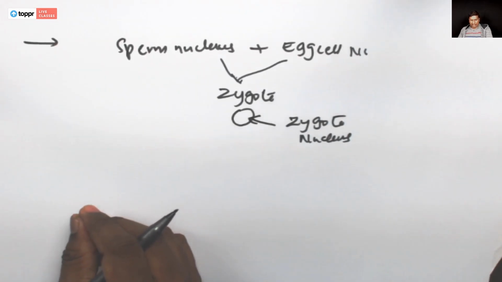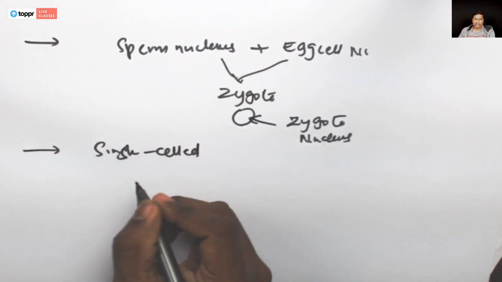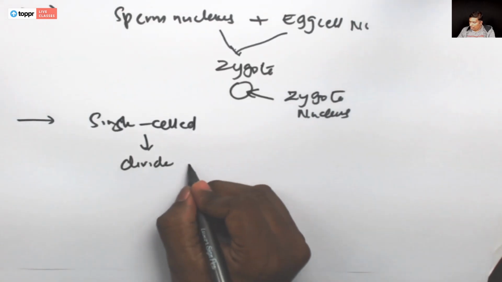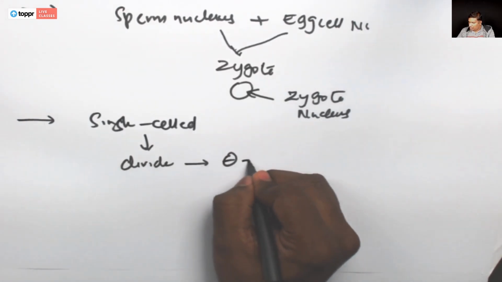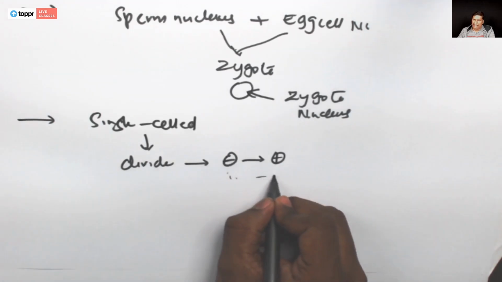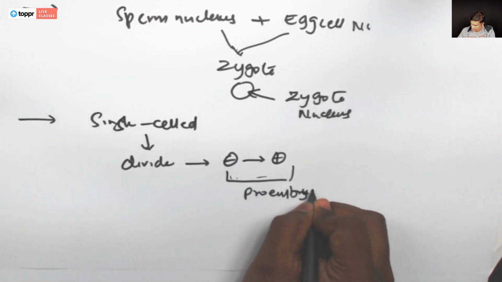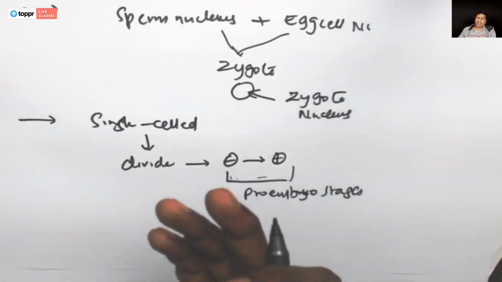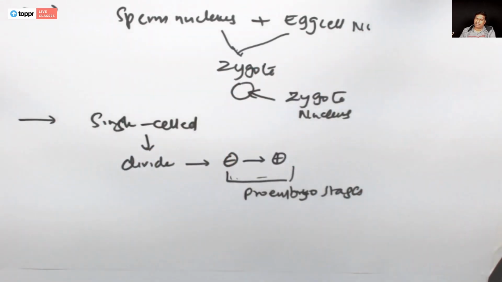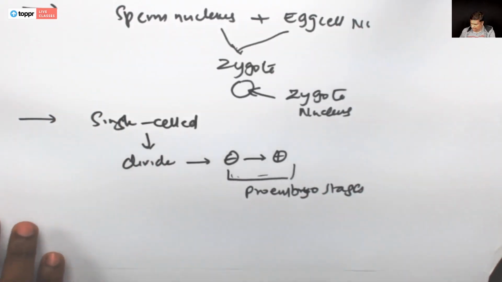Now what is the pro-embryo stage? Initially the zygote is single celled. This single celled zygote will start to divide: the single cell becomes 2 cells, 2 become 4. These initial stages where the zygote is not completely developed are what we call the pro-embryo stage. The minute it moves to the 16 cell stage, you can say this is a growing embryo. All the stages before that we call pro-embryo stages.